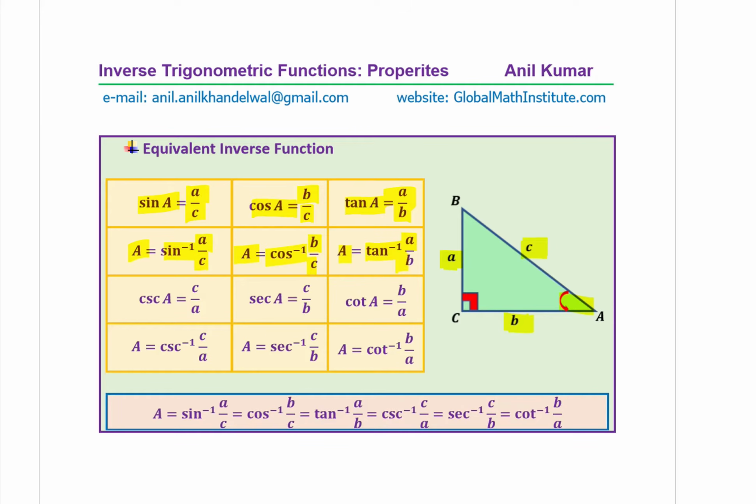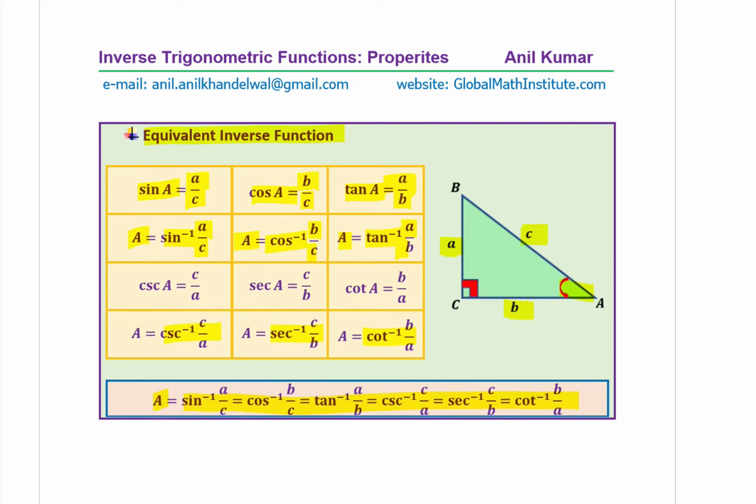Well, you can also define it in terms of cosecant, secant, and cotangent as shown here. Angle A is the same, right? Therefore, all these inverse functions are equivalent. That is what we are trying to say here: equivalent inverse functions. Now, this is an extremely important property, as you will see in the following examples, in how it helps to simplify expressions.